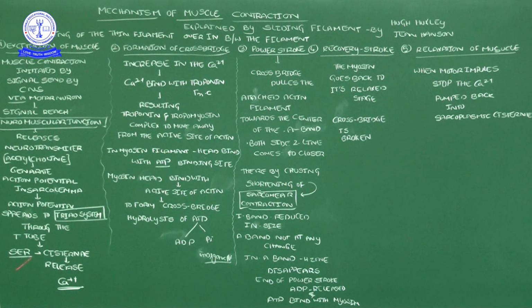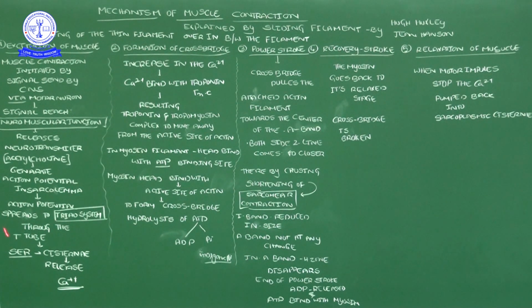Now from the sarcolemma onwards, that action potential has to spread through the whole muscle. So here the action potential spreads through the inside of the muscle with the triad system. Triad system, remember this term. In the next video you will learn what the triad system is. Three things join with each other to form the triad system.